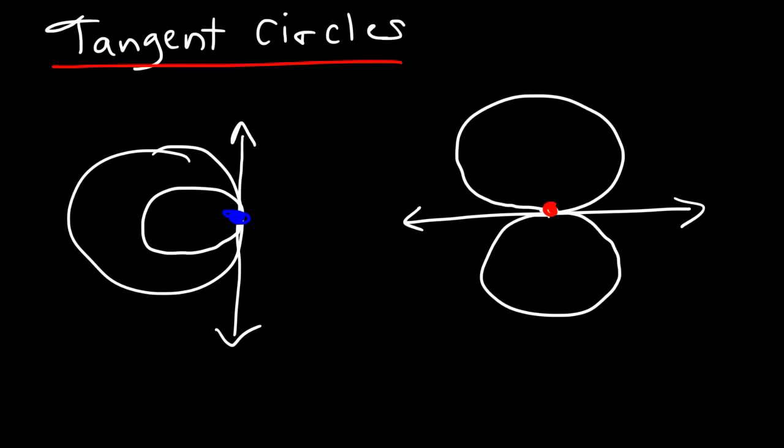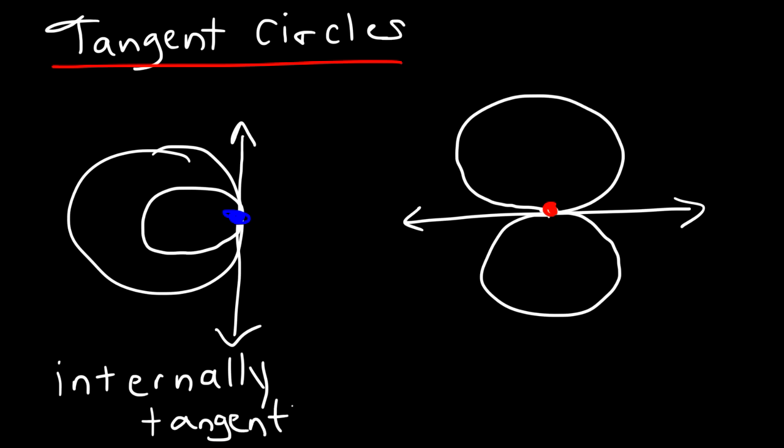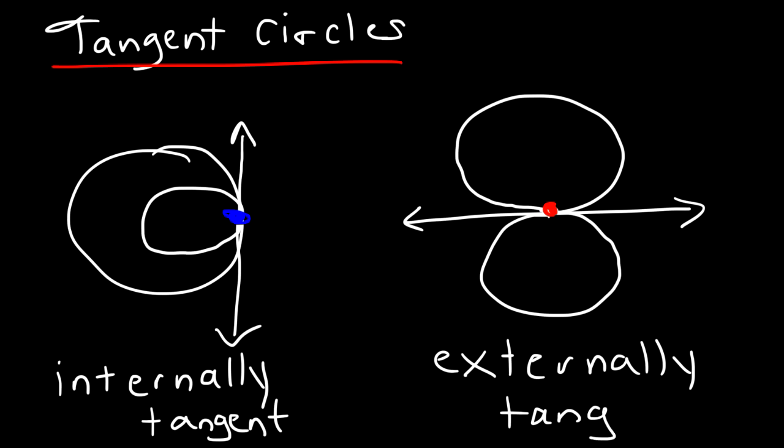Now, on the left, those two circles are internally tangent to each other, and this is because one circle lies inside of the other. On the right, the two circles are externally tangent to each other because each circle lies outside of the other. But they're still tangent circles because they intersect exactly at one point.